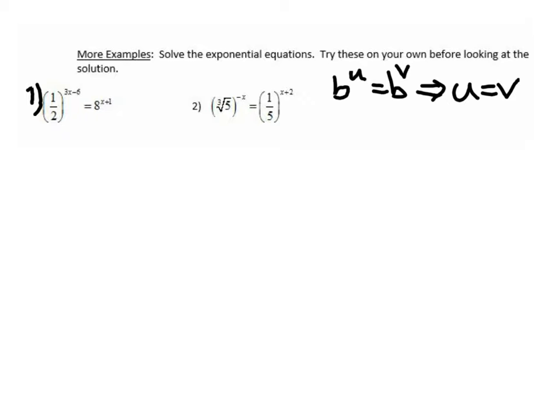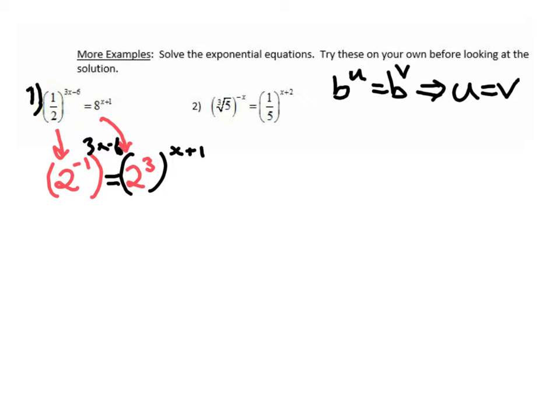But what may be most likely to come to mind is base 2. I can express the 1/2 there as 2 to the negative 1, and I can express the 8 here as 2 to the 3rd. Now we've got other stuff going on with each of these. On the left side, we have this raised to the 3x minus 6 power. And on the right side, we have this raised to the x plus 1 power. These are equal to each other.